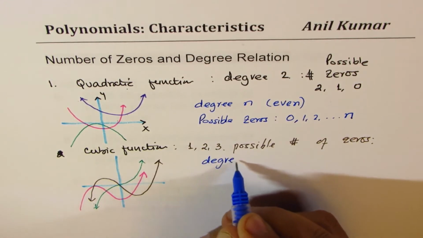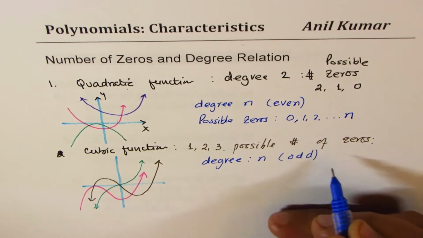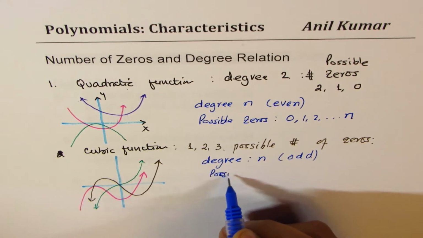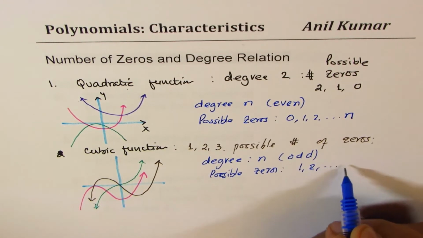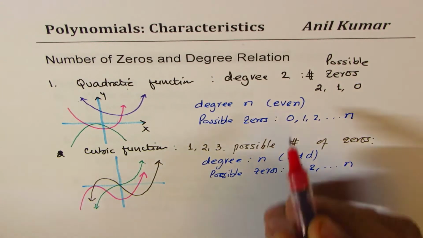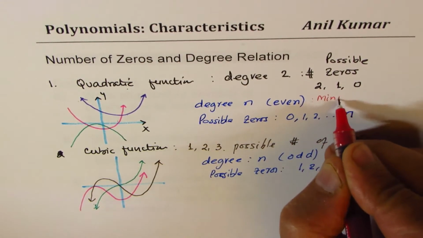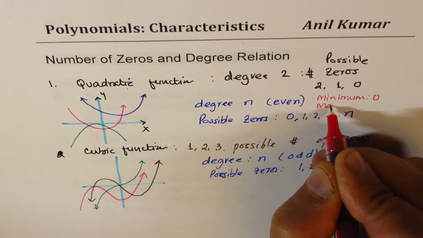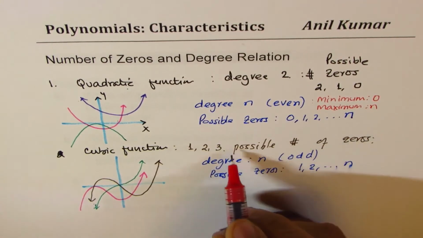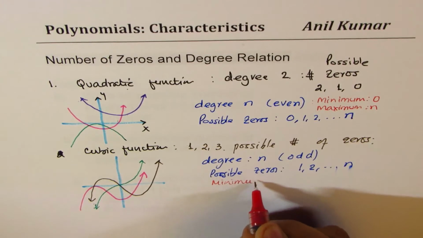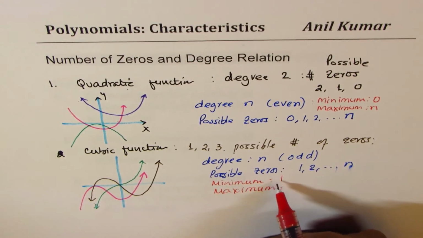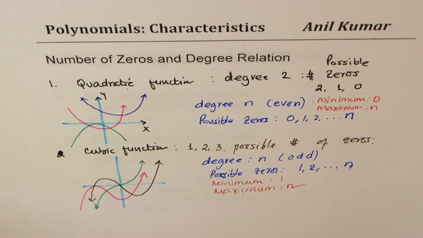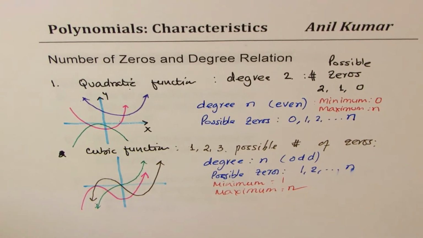For degree which is n but odd, for example 7, the possible zeros will be at least 1, since it has to cross. Do you see that? 1, 2, till n, correct? So what you notice here, that for even, minimum number is 0 and maximum is how much? N. But for odd degree, minimum is 1 and maximum is n. Both maximum is n. Do you see that? So that is very important to understand. We might take a few examples from objective type question paper in this regard.